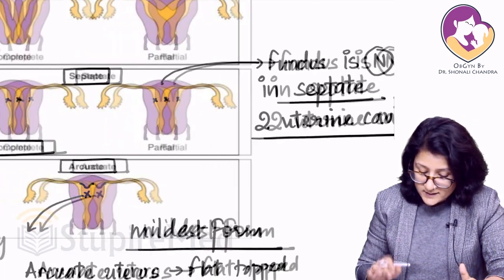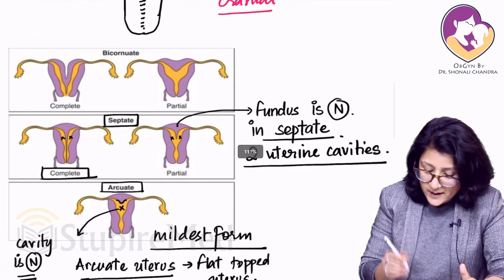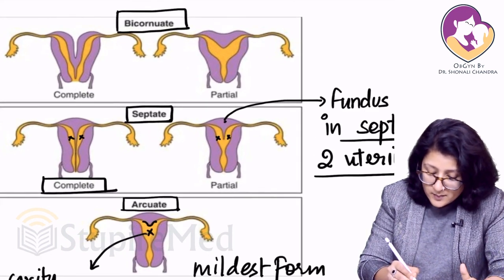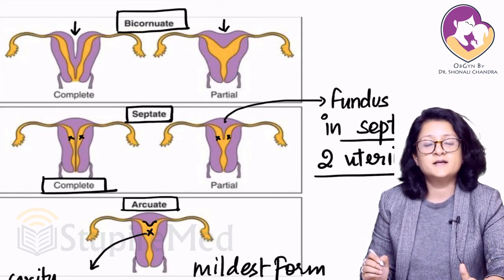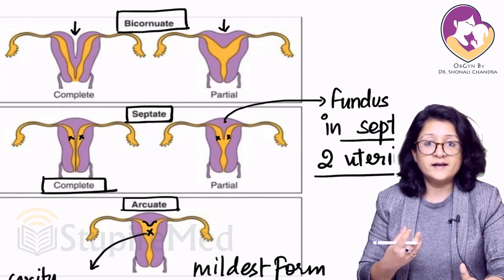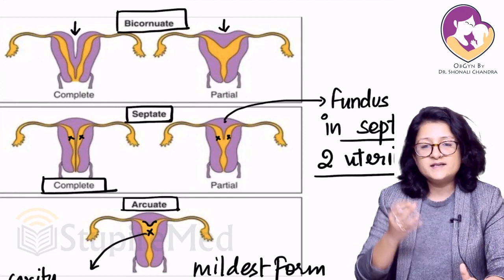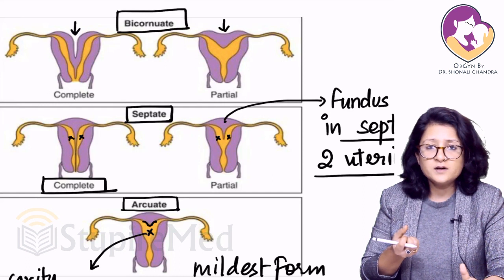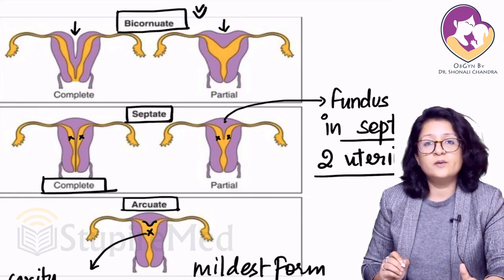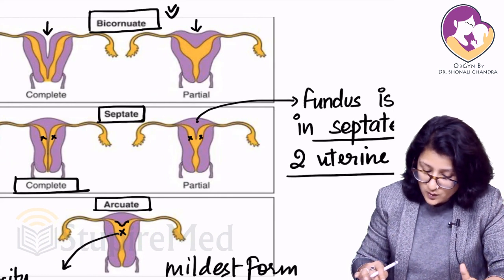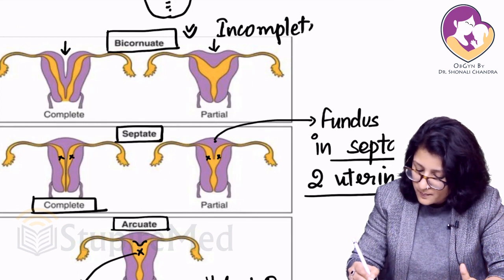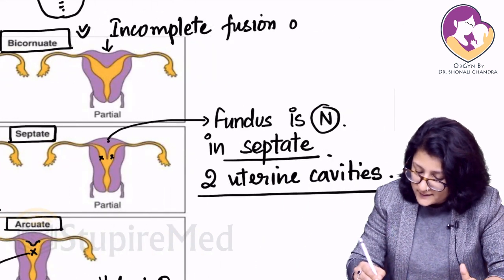Now the other kind of abnormality is a bicornuate uterus. In a bicornuate uterus, as you can see here, there is a dip at the fundus. Bicornuate uterus results when there is incomplete fusion of the Mullerian ducts of the two sides. The fusion proceeds fine in the bottom part, but in the upper part the fusion has not proceeded. So that leads to a bicornuate uterus.